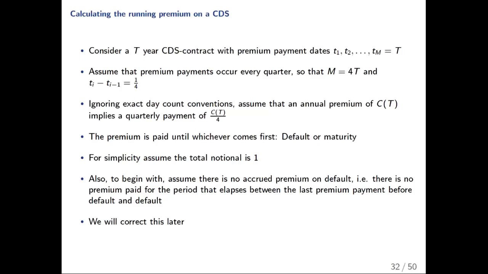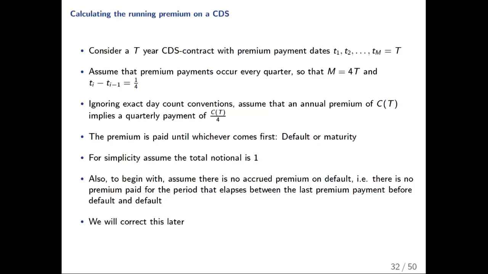Let's imagine that we are thinking about a T-year CDS contract, and there is a series of M payment dates. So if there are quarterly payments, the time between payments is 1 quarter. If there is a 5-year CDS, which is typically the most liquid contract, there are 20 quarterly payments. So what we want to work out is what the annual premium C is, which depends on time to maturity, and which is paid quarterly. This premium is going to be paid quarterly until maturity or default.